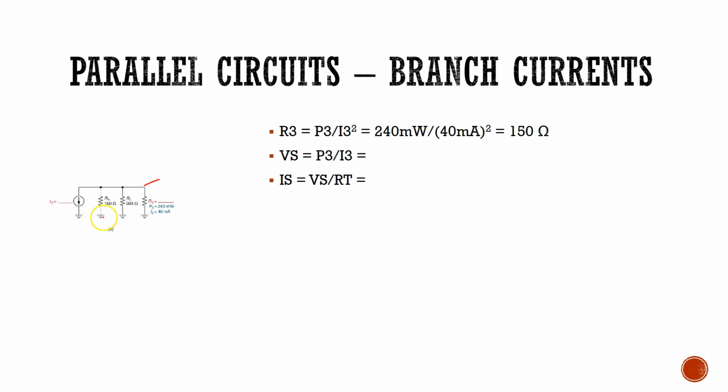To solve for the total current, we would then put those three values of a resistor, 100, 300, and 150, in parallel using the reciprocal formula 1 over R1 plus 1 over R2 plus 1 over R3. And once we have that total resistance, we can then turn around and use the voltage that we solved for here and divide that by that total resistance to find the source current.